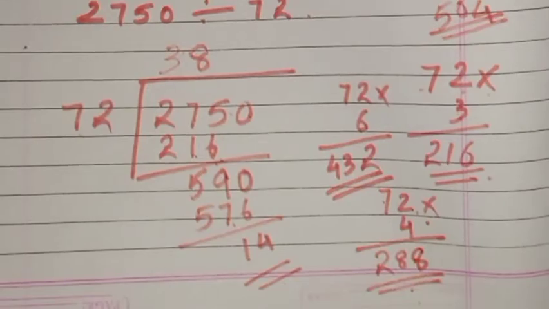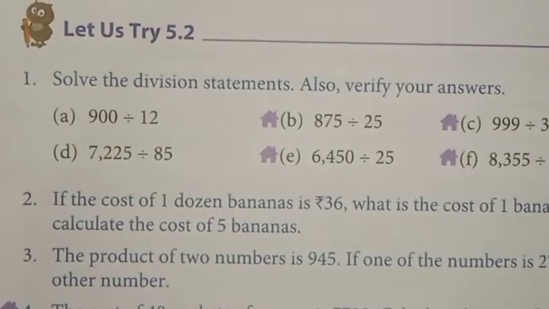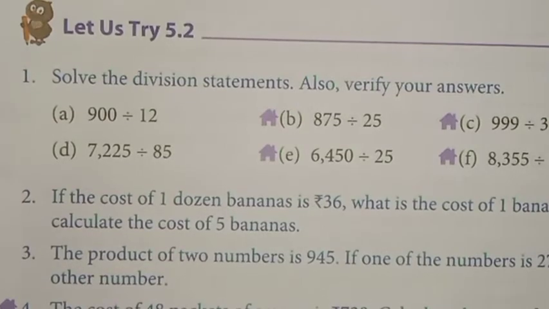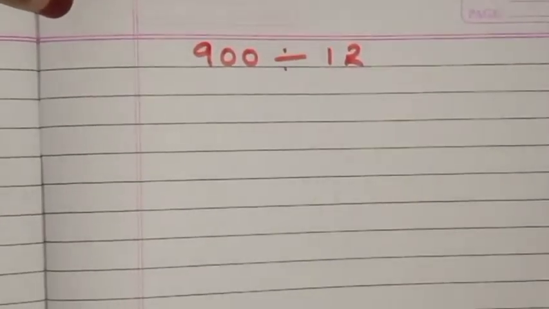Okay. We can do the textbook questions. First one: 900 divided by 12.